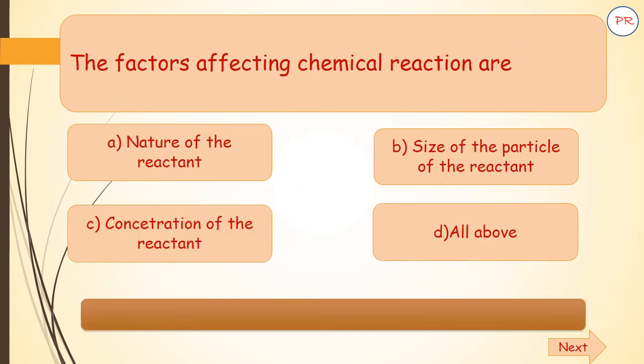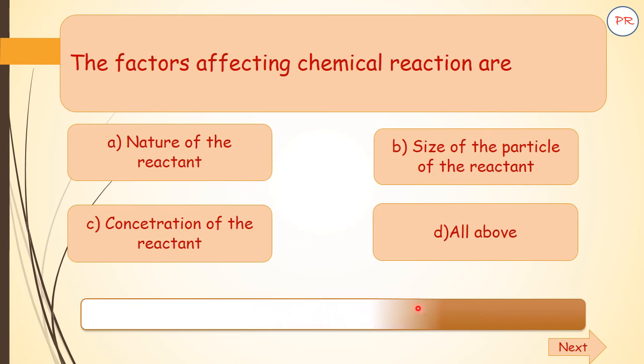The factors affecting the chemical reaction are A. Nature of the reactant, B. Size of the particle of the reactant, C. Concentration of the reactant, D. All above. Here is your time. The answer is D. All above.